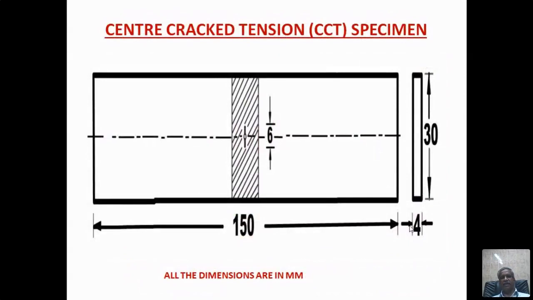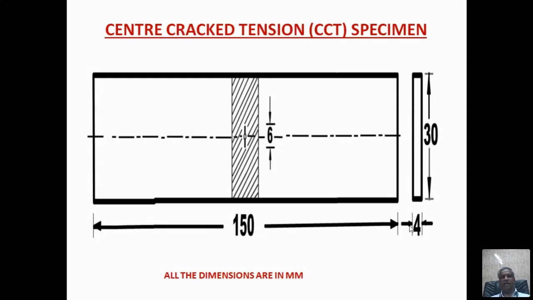Okay, this is a specimen. It is one type of specimen; there are many types. Tomorrow I'll tell you in fracture mechanics. This specimen is normally a CCT, central crack tension specimen. The crack is in the center. You see there is a crack of 6 mm. The crack is machined using the wire cut EDM process, because we are introducing the crack mechanically.